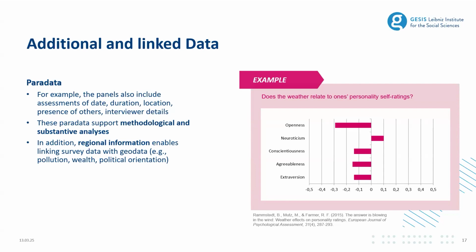And you can use this information per se, but also you can infer regional information based, for example, on the location, and then link geodata with the self-report data. And this is done for several studies, where there is existing geodata linked to it. Based on this geodata, you can infer information on the pollution, the wealth, or the general political orientation of the region the person is living in.